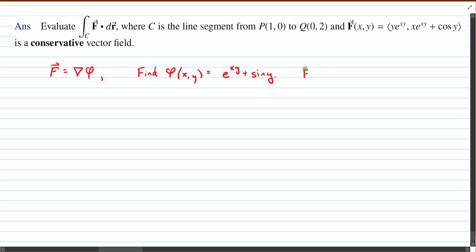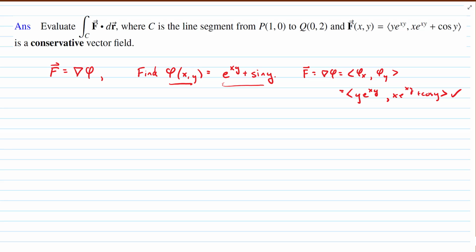Remember, when I say that f is equal to grad phi, what I mean is that f is equal to partial phi partial x, comma, partial phi partial y. If I take the derivative of phi with respect to x, I would simply get y e to the xy. And if I take the partial derivative with respect to y, I would get x e to the xy plus the cosine of y. And so, sure enough, we found the function phi that generates our vector field. As I said, later in the video, I'll show you a methodical way of calculating that phi of x, y, if you like.